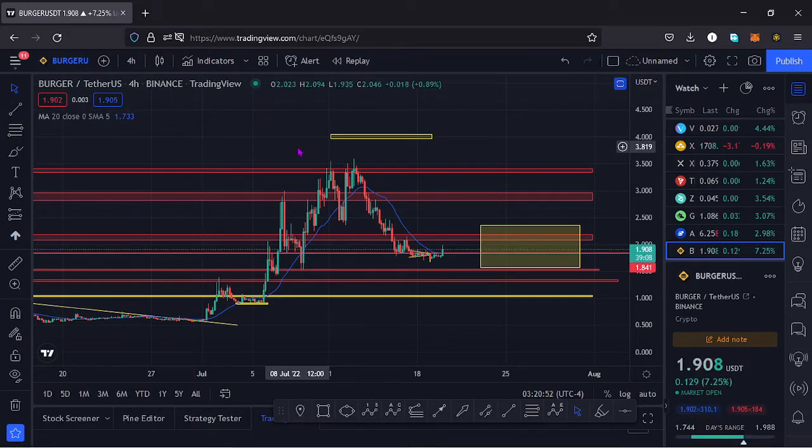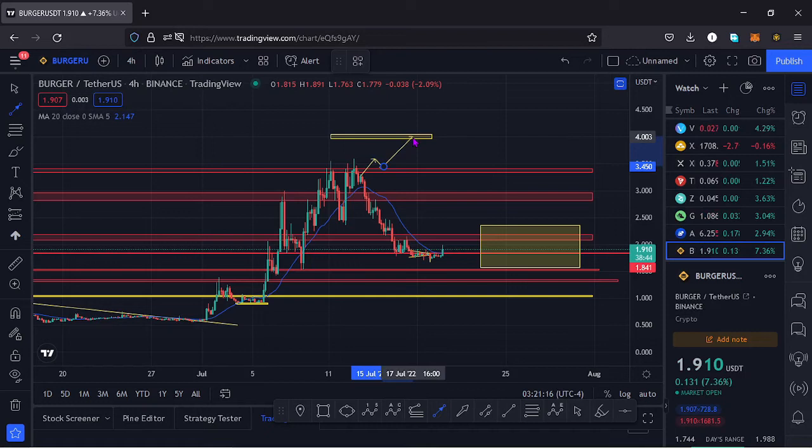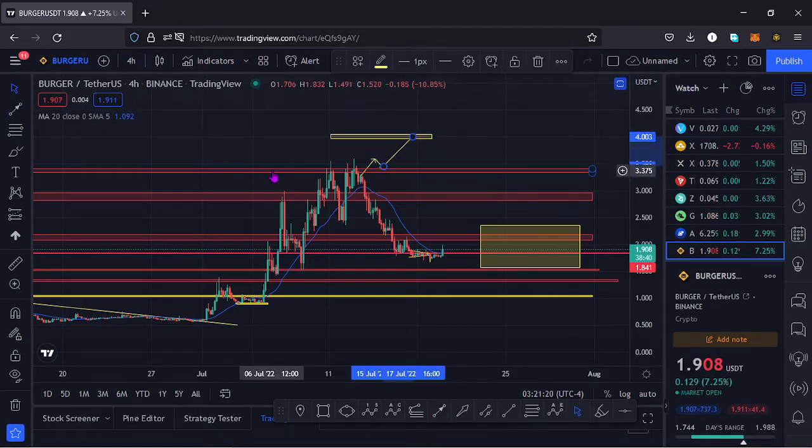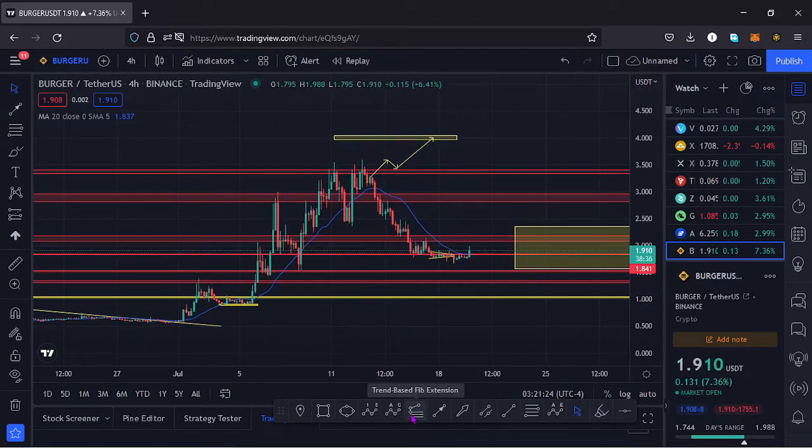I'll kickstart the video by giving a recap of the key scenarios that I expected to play out on this chart. So up here I expected us to break above this key area of resistance, and once that happens and we break to the upper side and then have a successful retest, then we can continue pushing to the upper side into this yellow target that I have up here at around the $4 mark. That is the minimum that I expected that breakout to the upper side to do, and that I was basing it on the trend based Fibonacci's.